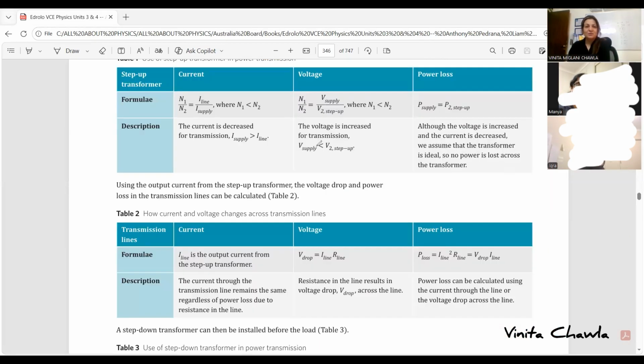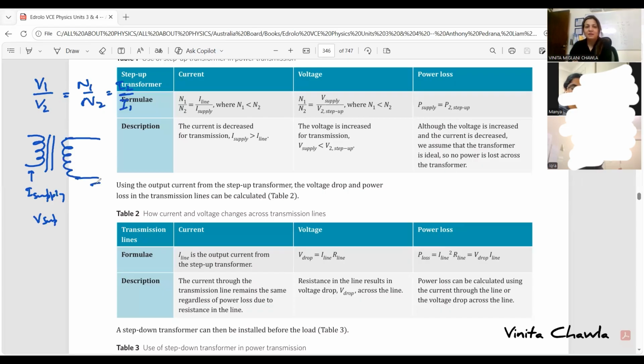Okay, so these are the formulas that you can see here for step up and step down transformer. So we know the relation of the transformer, right, it's V1 by V2 equals N1 over N2 equals I2 over I1. This is the relation that we use, right? Now for the step up transformer, in the primary coil we have I supply, V supply, right? And in the secondary coil, we get I line and V2 step up voltage. This is what we get, right?